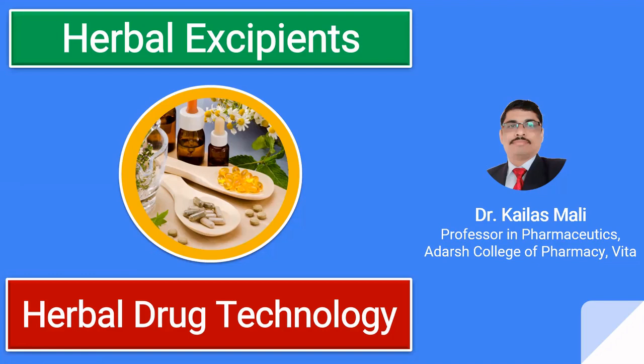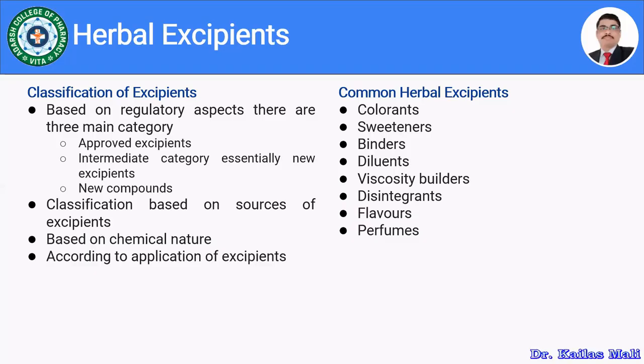So in today's session, we will discuss herbal excipients from the subject Herbal Drug Technology. In this session, more specifically, we are going to discuss the common herbal excipients like colorants, sweeteners, binders, diluents, viscosity builders or modifiers, also known as thickeners, then the disintegrants, flavoring agents, and the perfumes, which are used to prepare pharmaceutical dosage forms and cosmetic preparations.